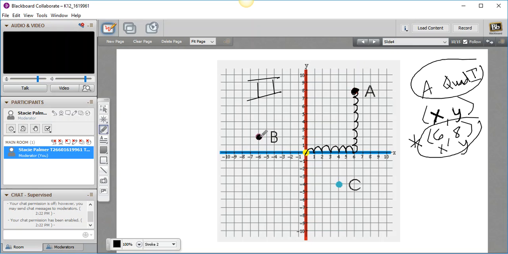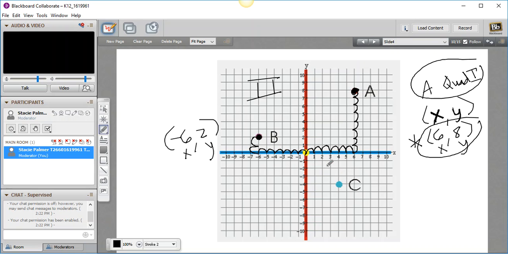So to write down the ordered pair for point B, we're going to start at the origin. We have to move to the left 1, 2, 3, 4, 5, 6. Since we're moving to the left, that's a -6. We have to move up 1, 2. So that would be a +2. So our x value is -6. Our y value is +2.